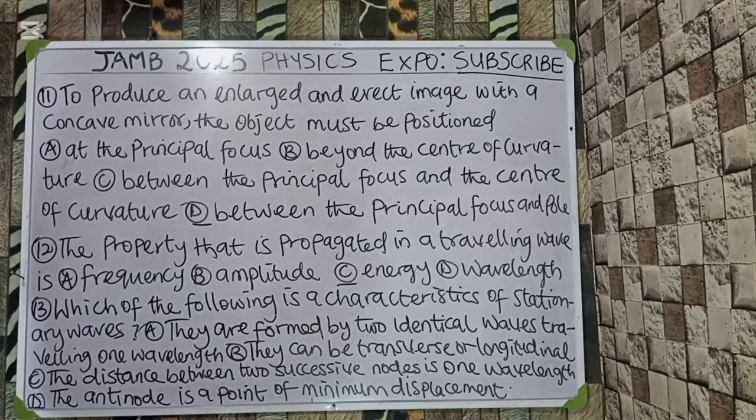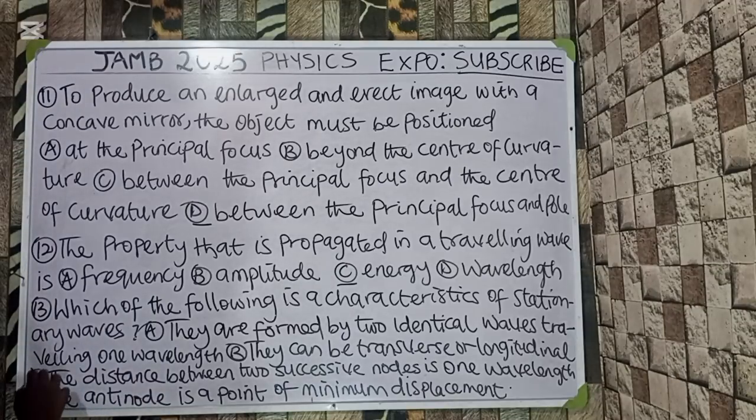Which of the following is a characteristic of a stationary wave? Option A, they are formed by two identical waves traveling in one direction. Option B, they can be transverse or longitudinal. Option C, the distance between two successive nodes is one wavelength. Option D, the antinode is a point of minimum displacement. We're going to use the elimination method, okay? Now looking at this, the antinode is a point of minimum displacement. This is very, very wrong. It is a point of maximum displacement, okay?